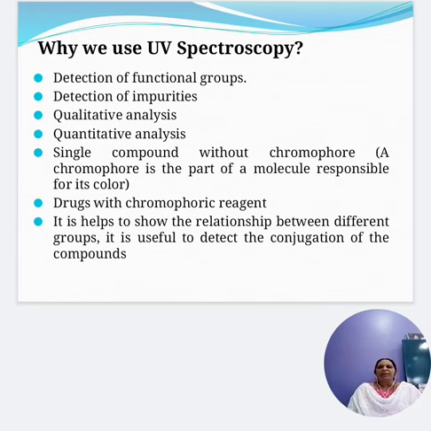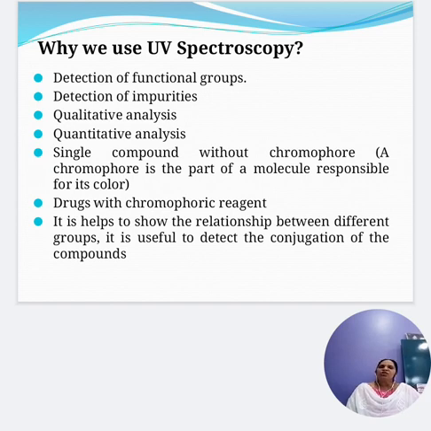Chromophore is nothing but a part of a molecule which is responsible for its color. So it is a part of the molecule which is responsible for the color of that molecule. So it is useful for identification of single compounds without chromophore, and drugs with chromophoric reagents.